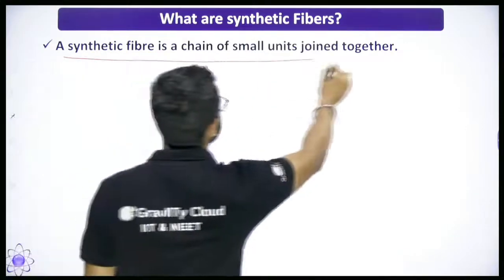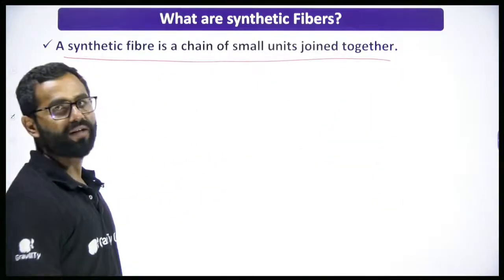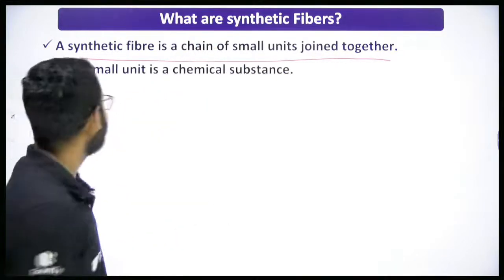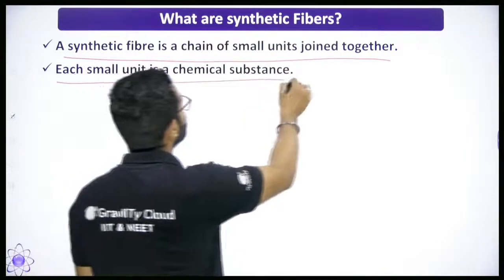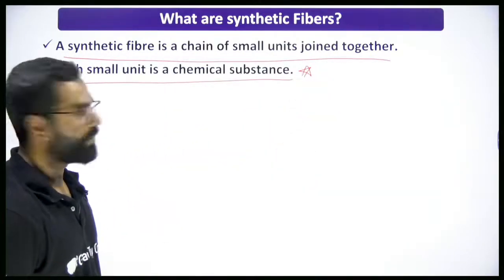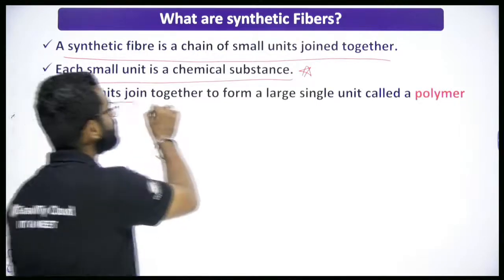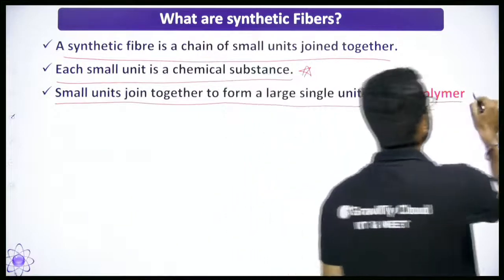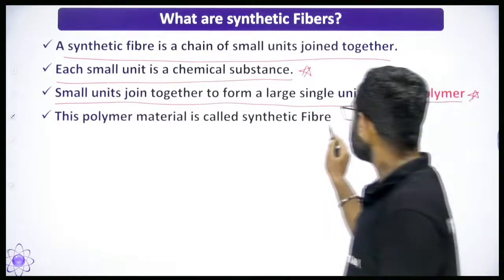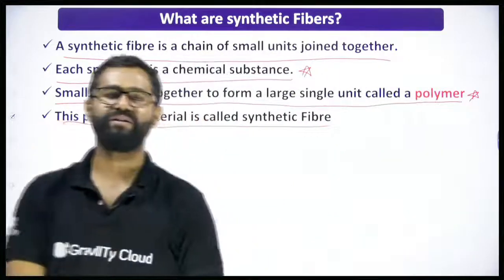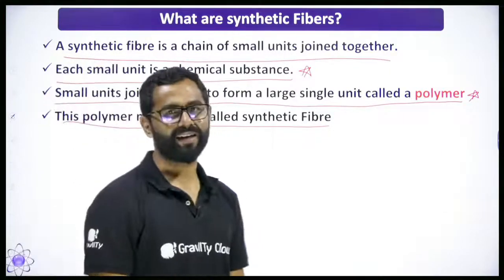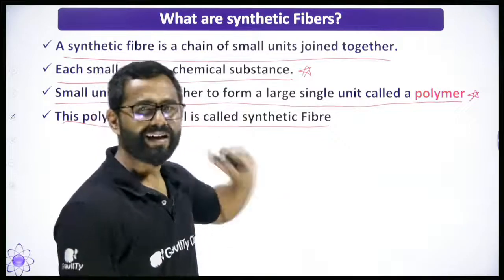So what is synthetic fiber? It's a chain of small units joined together, right? And each small unit is a chemical substance. Simple. Now these small units join together to form a single unit called a polymer, and this polymer material is called synthetic fiber. Simple. Now the definition might be a bit confusing, more technical, but let's understand it one by one.